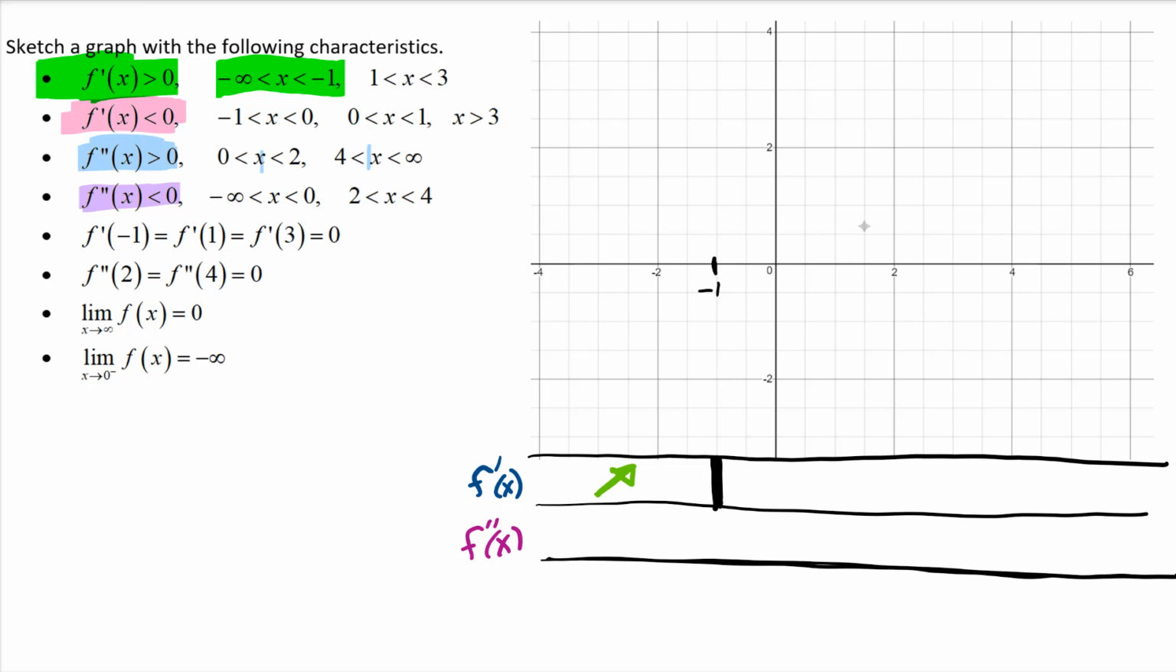Now let's block off the next one. What's the next one? 1 to 3, where it's increasing. So let's find 1 on our graph, and let's find 3 on our graph. Let's drop it down and block that off. And, all right, cool. From 1 to 3, we're increasing.